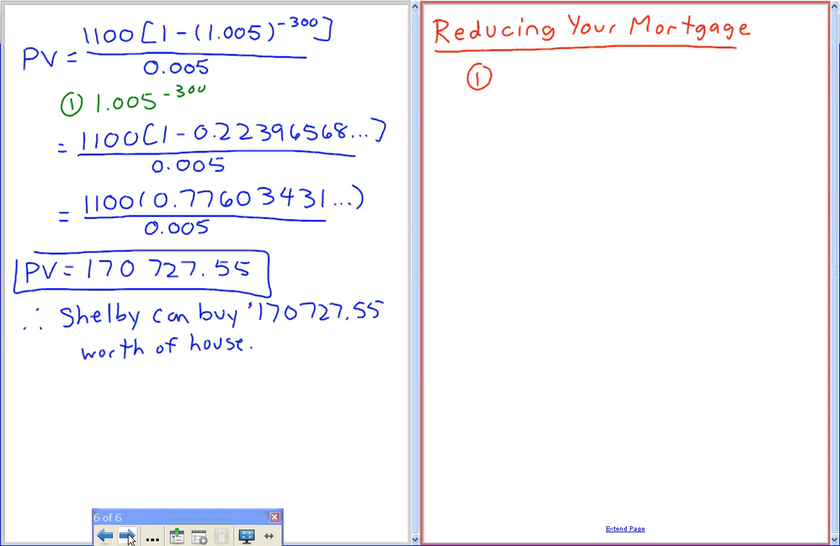And I would think of ways. This took 25 years, $1,100. And think of a way I can reduce my mortgage. Yes. A really bigger, good down payment. Yes.